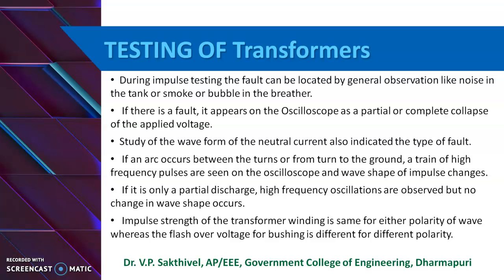If it is only a partial discharge, a high frequency oscillation should be observed, but no change in wave shape occurs. Then the impulse strength of the transformer winding is the same for either polarity of wave, whereas the flashover overvoltage for a bushing is different for different polarity. Here, for the transformer, the impulse strength for both polarities is the same.